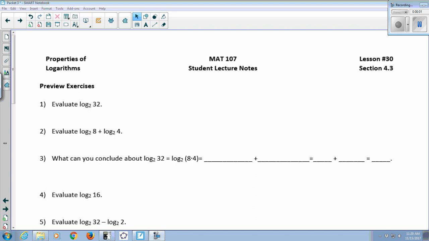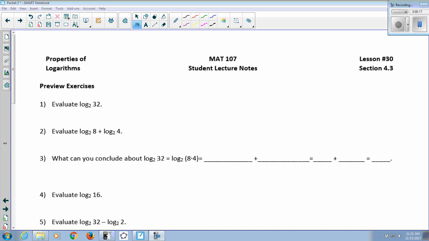Welcome to the preview exercises for lesson 30 for Math 107. We're going to evaluate some logarithms, give us some practice with evaluating logs, and also a little preview into some properties that we're going to present more formally in the demo.